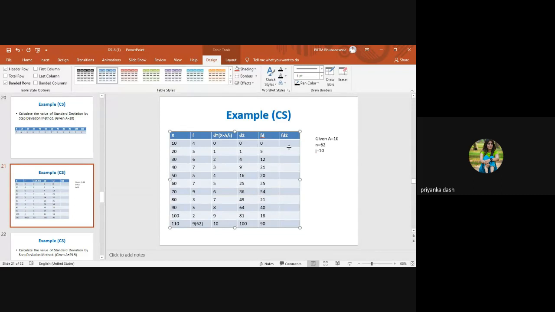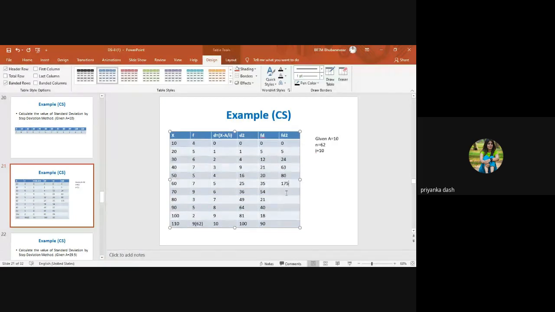Next one, f into d square. Element 4 into d square is how much? 0. Into 1, 5. Is 64. Into 9. 3. Into 16. 10 into 25. 75.